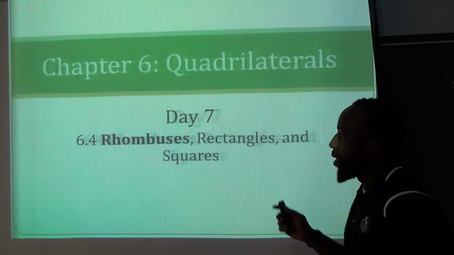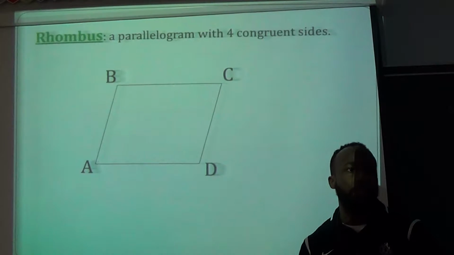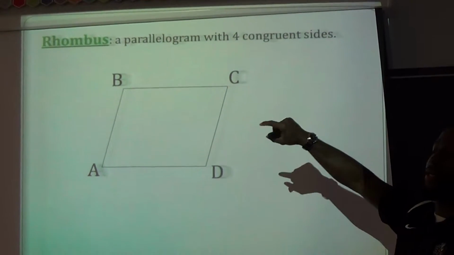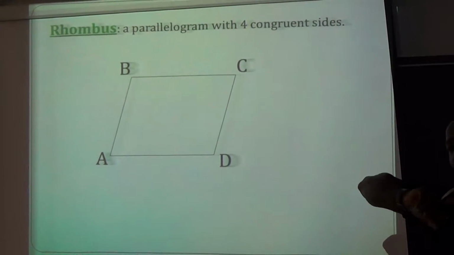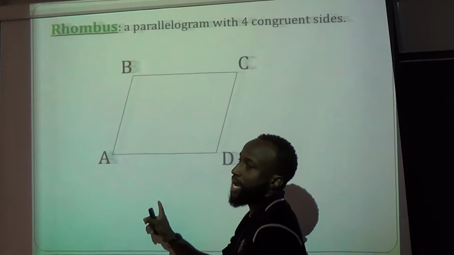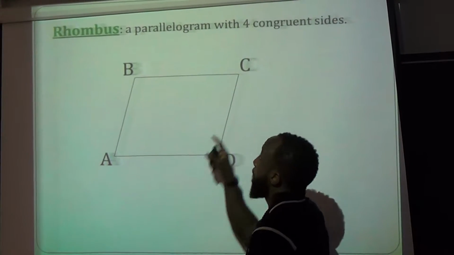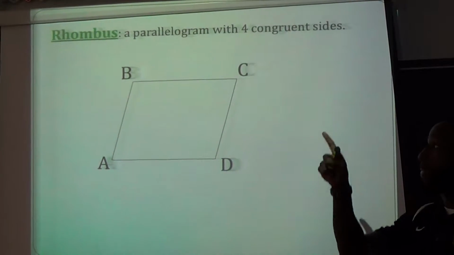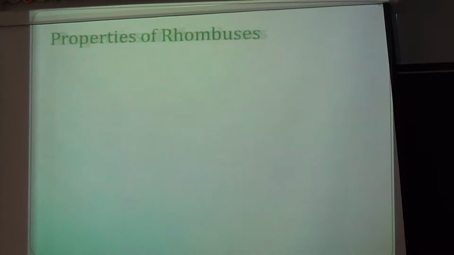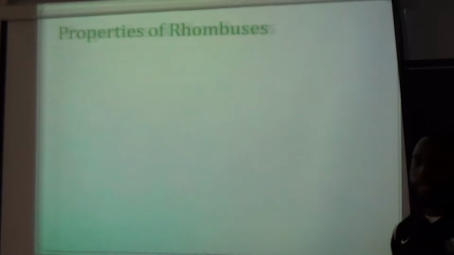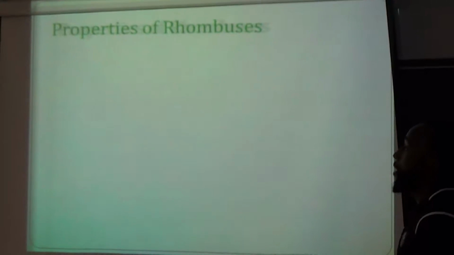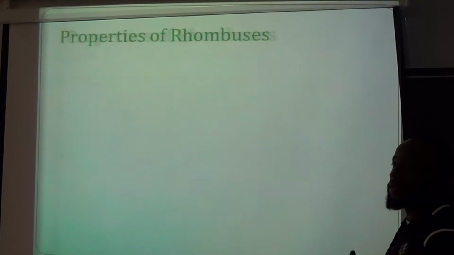Now, a rhombus is a type of parallelogram, but what makes a rhombus different is that it is a parallelogram with four congruent sides. Initially, a parallelogram only had two pairs. The opposite sides were congruent. Now, with a rhombus, all of them are congruent. So, on this next slide, we're going to look at the properties of rhombuses, and I want to highlight those slight differences between a rhombus and just a mere parallelogram.